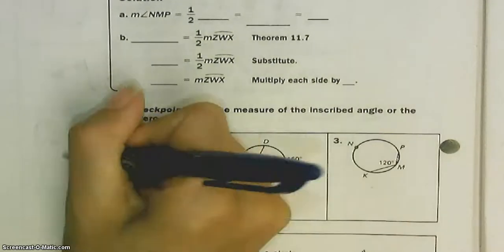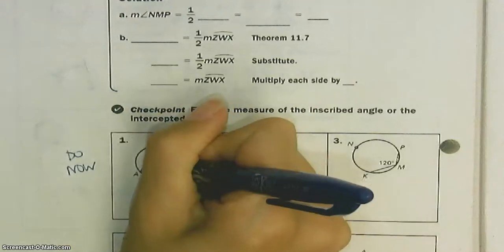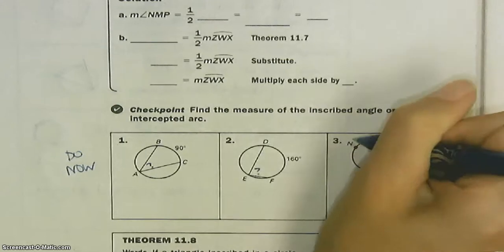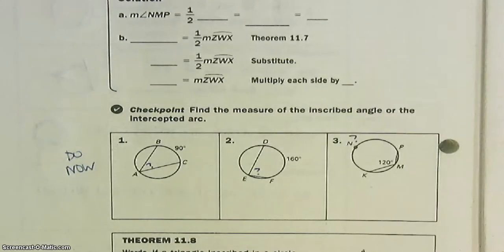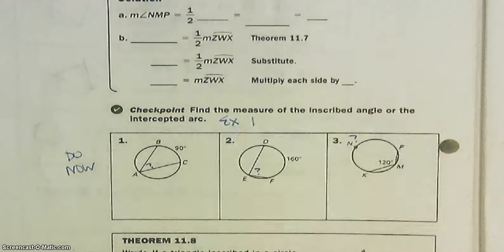So you're going to do these now. Here you're trying to find the angle. Here you're trying to find the angle. And here you're trying to find the arc. This is just like example 1.